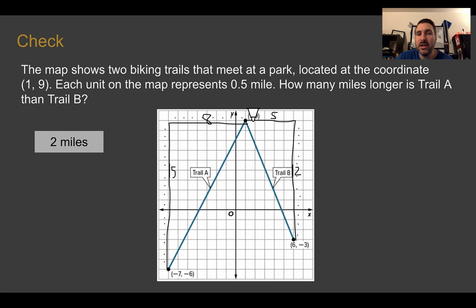If I do the Pythagorean theorem, 5 squared plus 12 squared is 169, so this must be 13. 8 squared plus 15 squared would tell us A is 17. So they are right now a 4 mile difference. But remember, half a mile, half of 4 is 2.